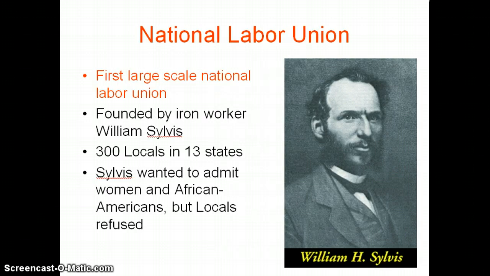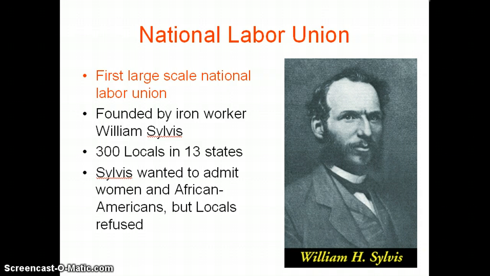The first large-scale national union was known as the National Labor Union. It was formed by William H. Sylvis, who was an iron worker. Eventually, there would be more than 640,000 members in 300 local unions in 13 states. Sylvis was ahead of his time and wanted to include African Americans and women in his union, but he was blocked by the locals. This union was very influential, and they forced the government to legalize an 8-hour workday for government workers. They eventually formed a political party known as the Labor Reform Party and ran a candidate for president in 1872.